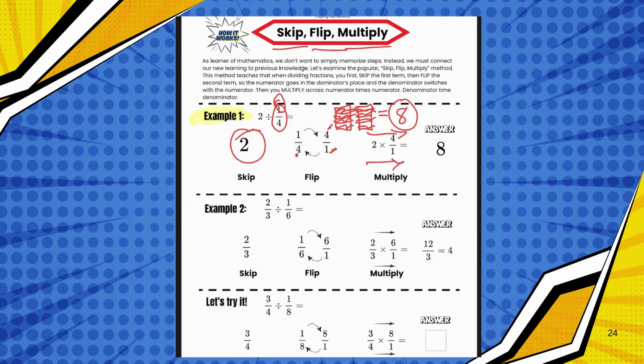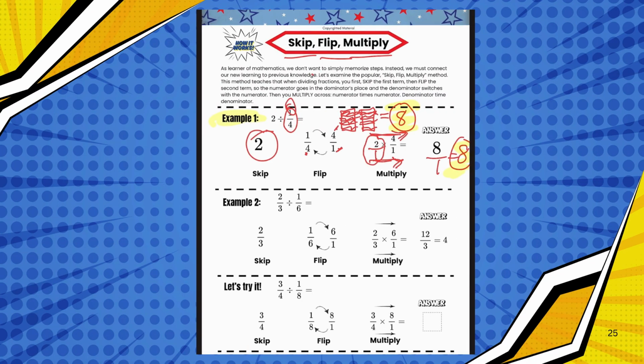Again, 2, if you think of it as a fraction, is the same as 2 over 1. Remember, all fractions are division problems, so 2 divided by 1 equals 2. I'm not changing anything about the value of this number, and I multiply top times top, bottom times bottom. 2 times 4 gives me 8, and 1 times 1 is 1, and 8 divided by 1 equals 8. And we see here that we have the same answer, right? We have 8 slices total, and when I do skip, flip, multiply, I have 8 for my final answer.